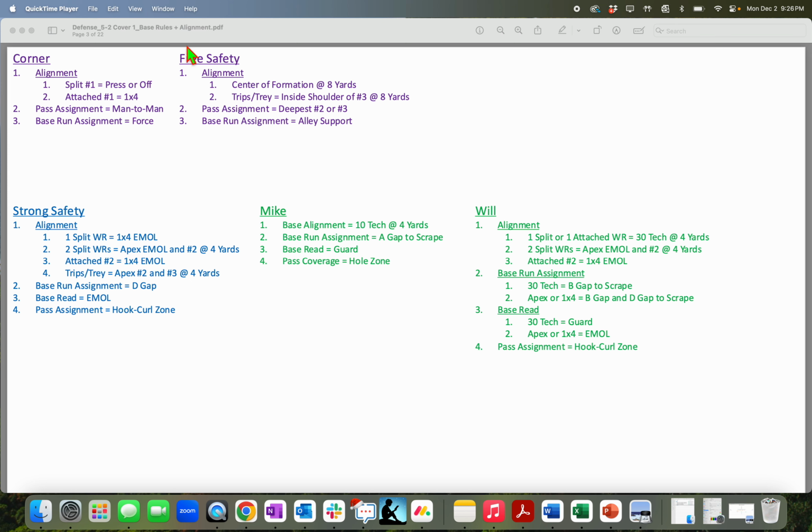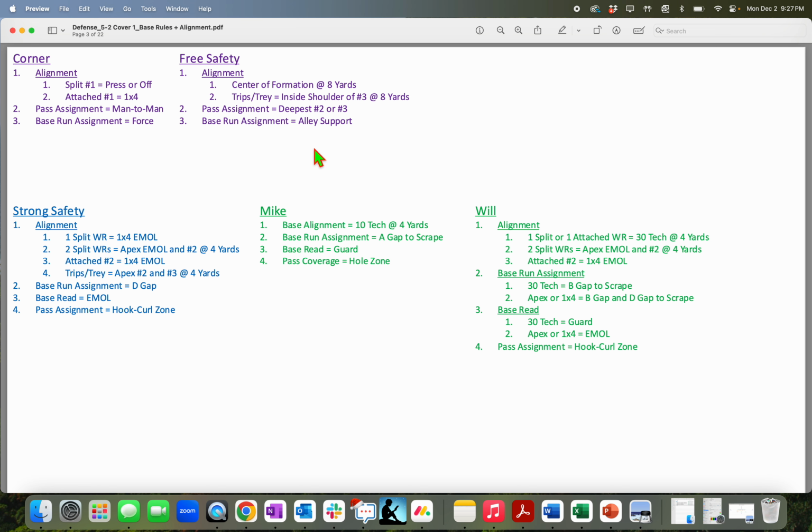Okay, this is the alignment and assignment rules for the free safety in this 5-2 cover one. Your alignment rules are pretty simple. You're going to be at the center of the formation at 8 yards. In a trips or tray look, you're going to be on the inside shoulder of the number three at 8 yards. Your pass assignment is you're going to effectively just take the deepest number two or number three, and your base run assignment is alley support.